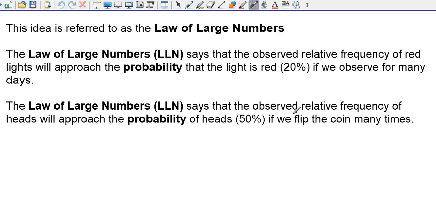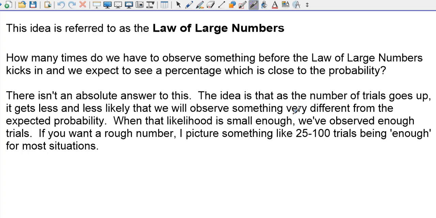So this whole idea can be referred to as the law of large numbers. The law of large numbers says that the observed relative frequency of red lights will approach the probability that the light is red, which would be 20%, if we observe for many days. The law of large numbers says that the observed relative frequency of heads will approach the probability of heads, which is 50%, if we flip a fair coin many times.